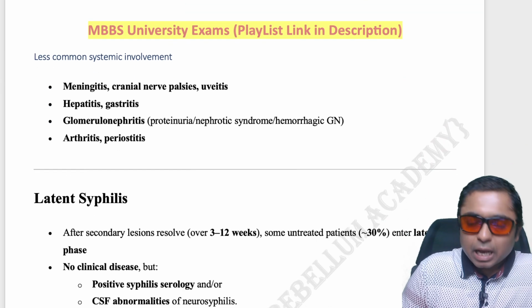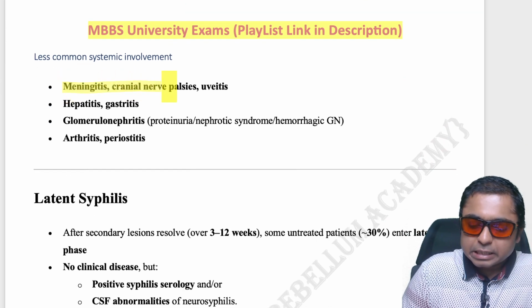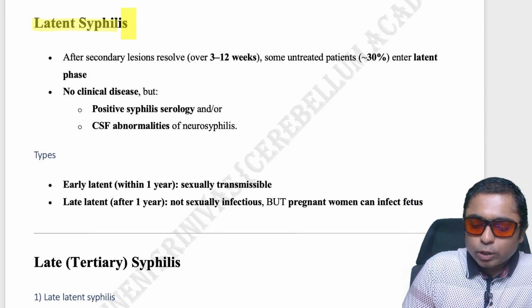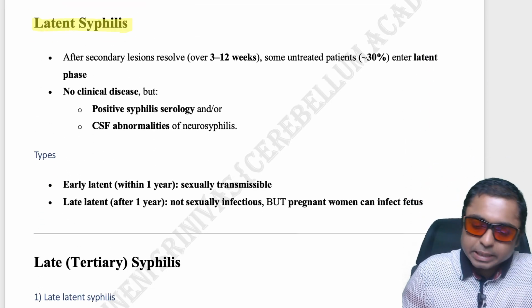And less common other systemic findings could be meningitis. So these are very rare, you need not remember, just okay. Next, coming to latent syphilis. So this is something interesting.